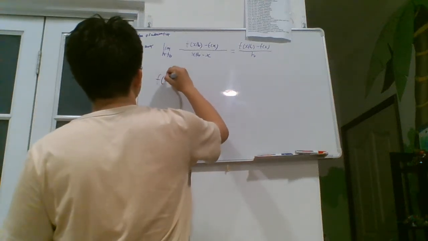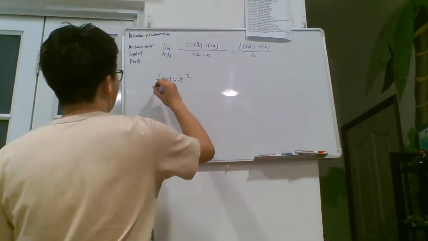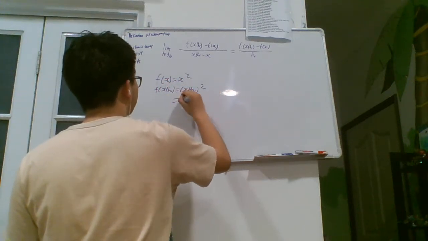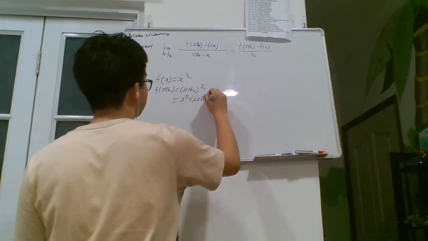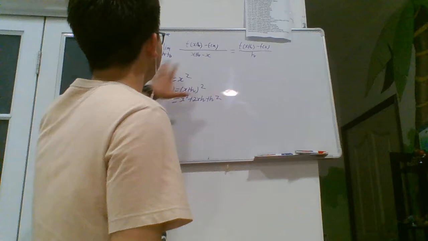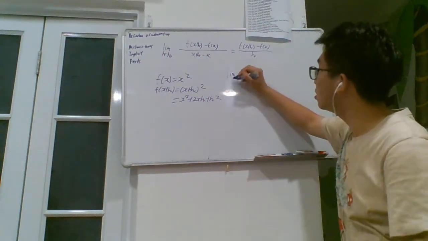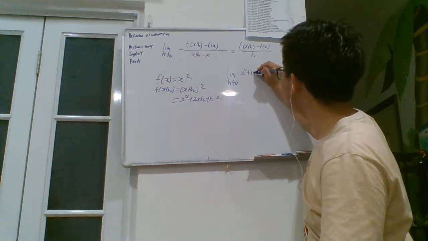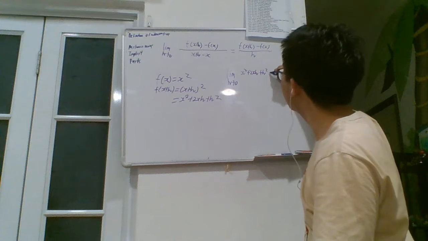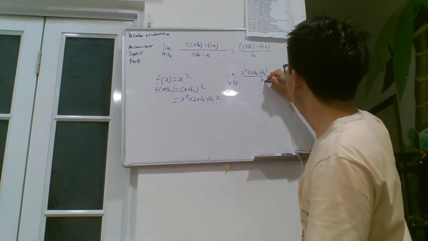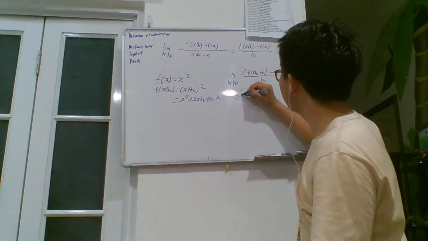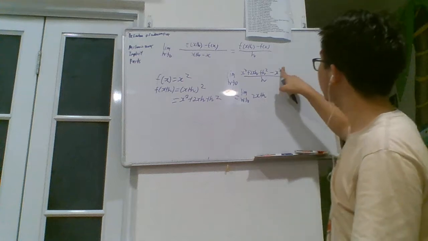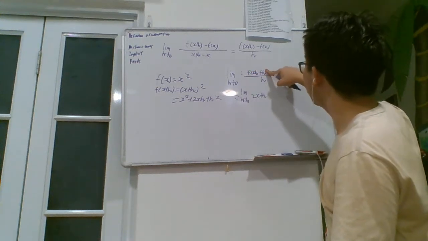So let's have f(x) equals x squared. f(x plus h) equals (x plus h) squared, which equals x squared plus 2xh plus h squared. So now let's sub this in. The limit as h approaches 0 of x squared plus 2xh plus h squared minus x squared, over h, equals the limit as h approaches 0 of 2x plus h, because the x squared terms cancel out and we divide by h.